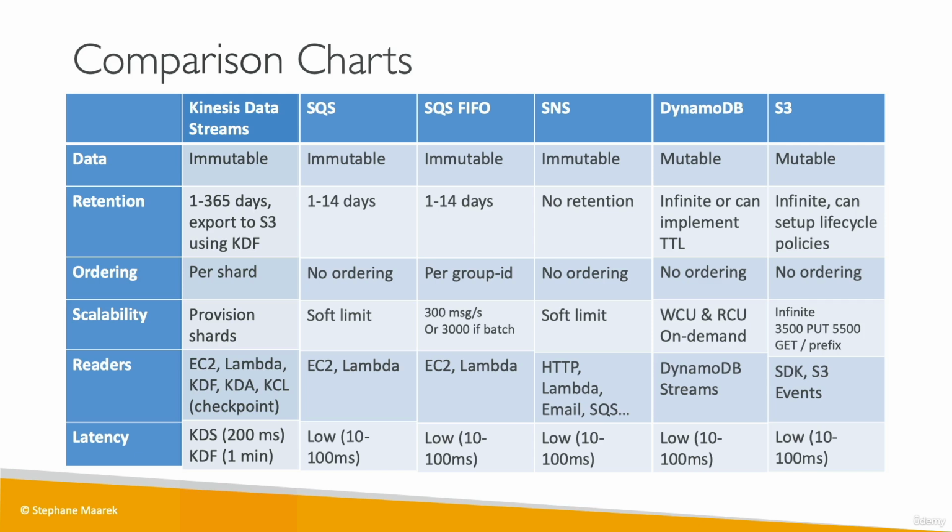For scalability, we get about 3,500 puts per second and 5,500 gets per second per prefix, and the storage itself is infinite. And then the readers of S3 can be the SDK to get a specific object, or we can use S3 events to get notified whenever an object is inserted into S3. In terms of latency, it is quite low, between 10 to 100 milliseconds.